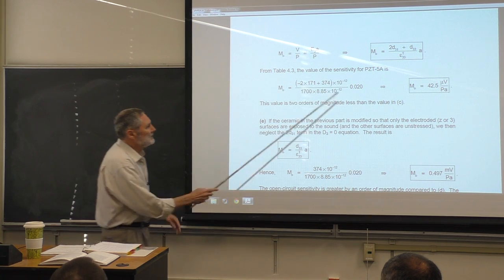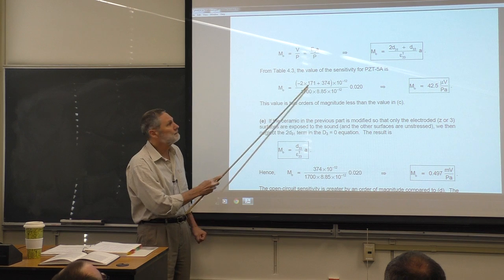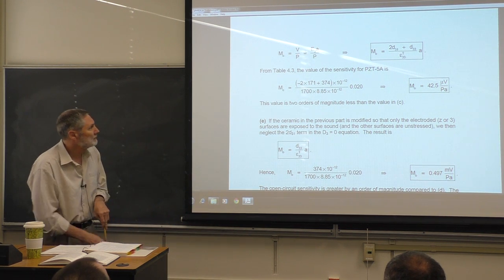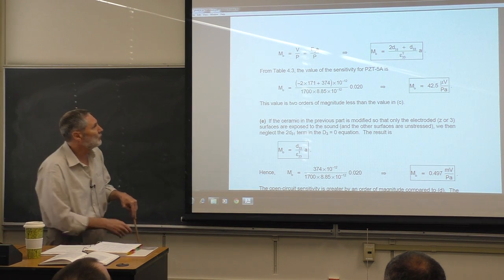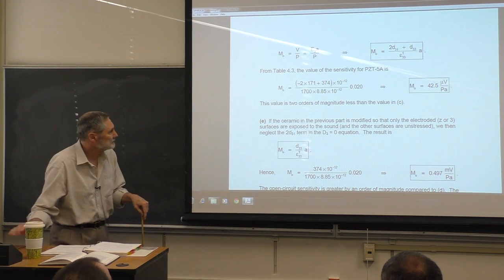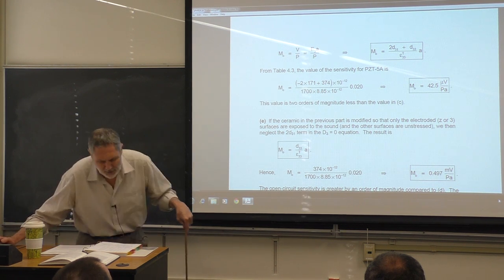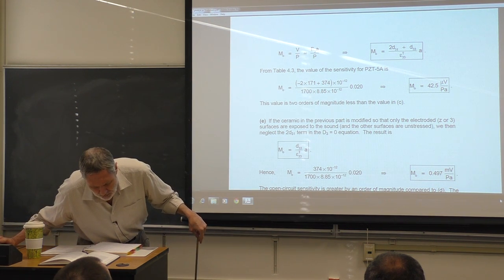So the reason this is so much smaller, part of the reason is clearly this tendency to cancel here. And it's more than that. It's the other parameters too, okay? But that's part of it. Okay, so part E is now.